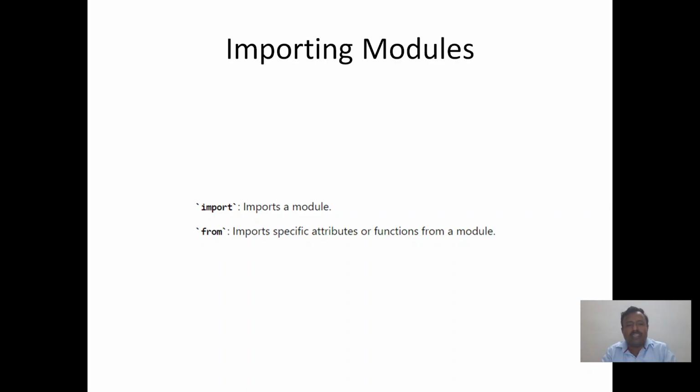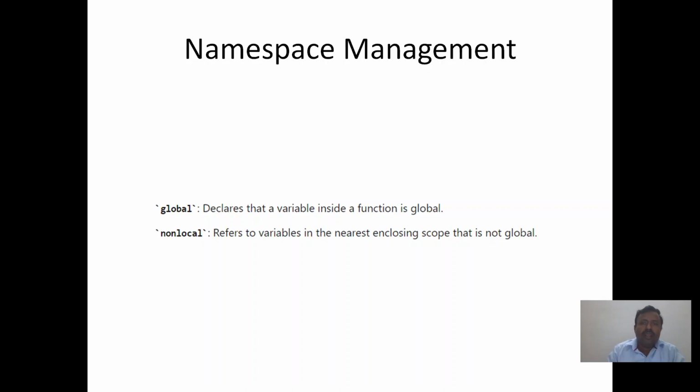The next category of keywords is importing modules. Two keywords are there. One keyword is import. The import keyword is used to import a module. The from keyword is used to import specific attributes or functions from the module. The next category of keywords is namespace management. There the first one is global.